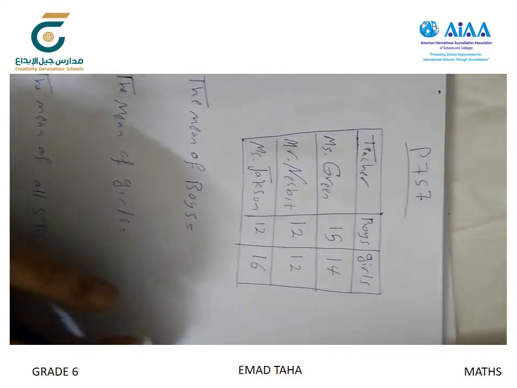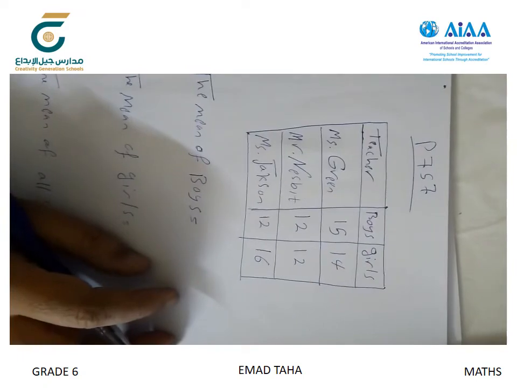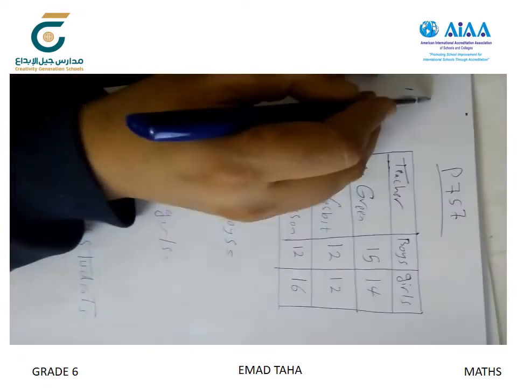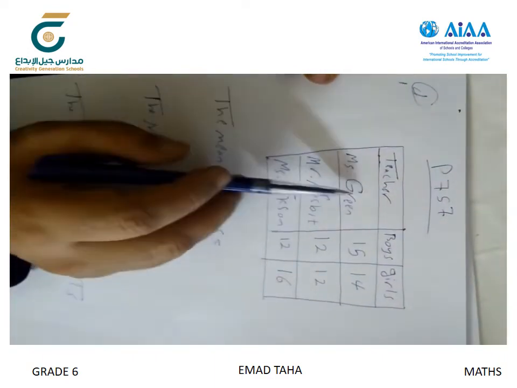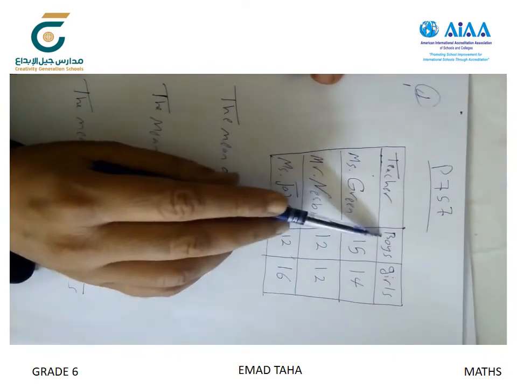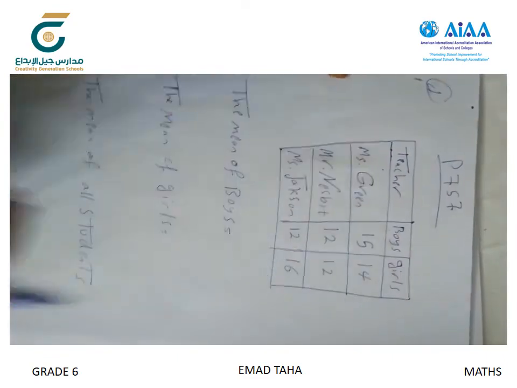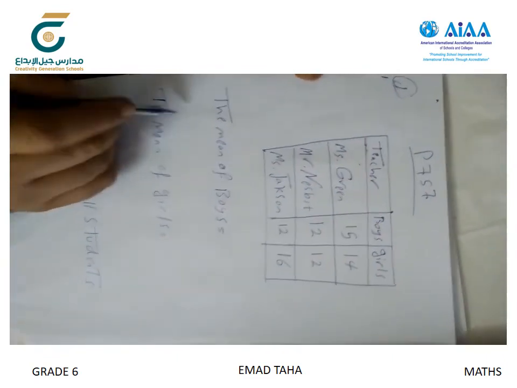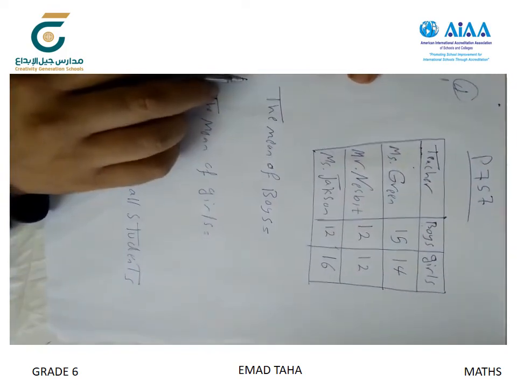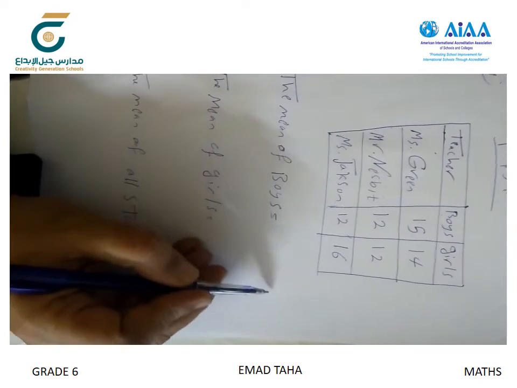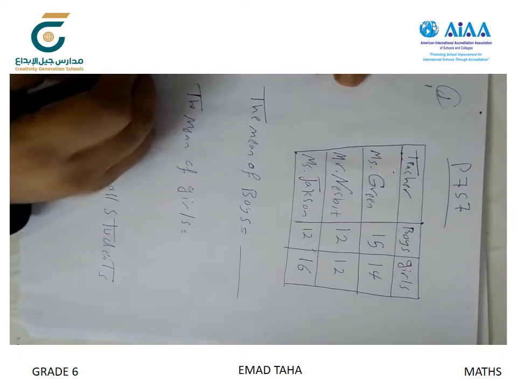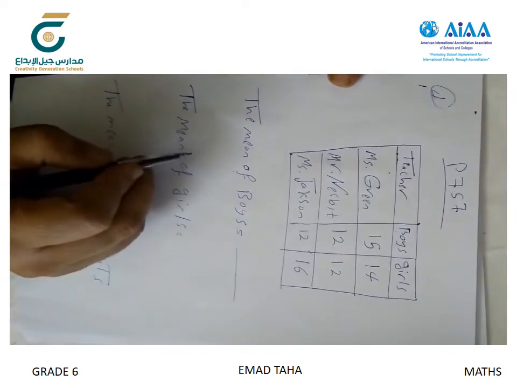Look at your book, page 757. Okay, question number 4. The teacher gave me a table of the number of boys and the number of girls, and asks me first, what is the mean of boys and the mean of girls? To find the mean of boys, we must divide the total number of boys over the number of classes.